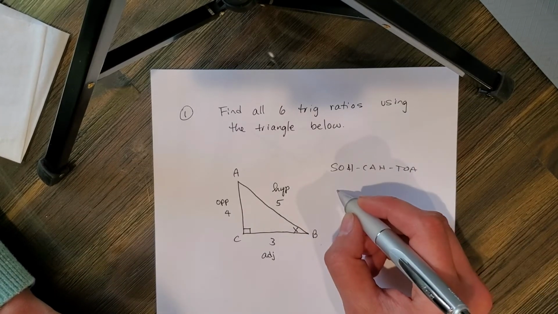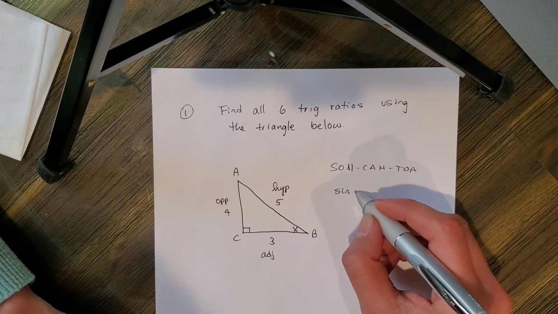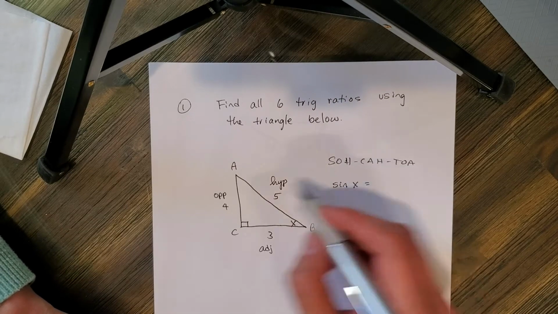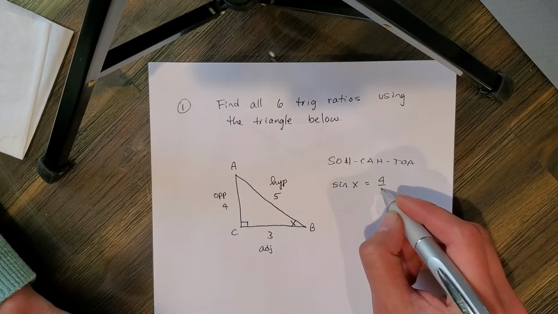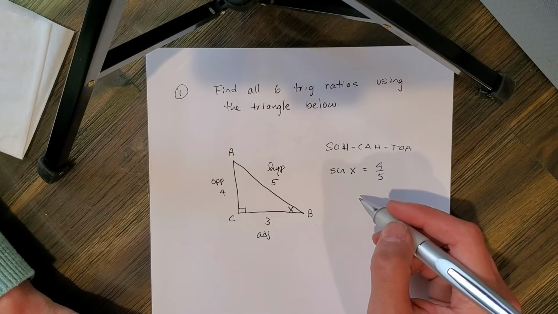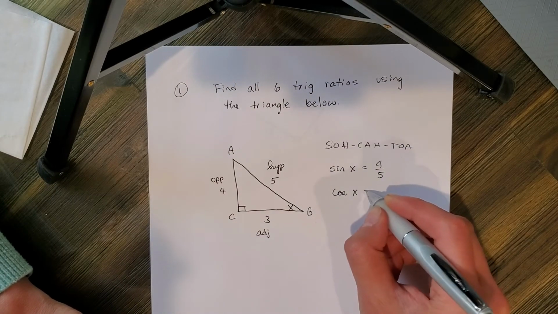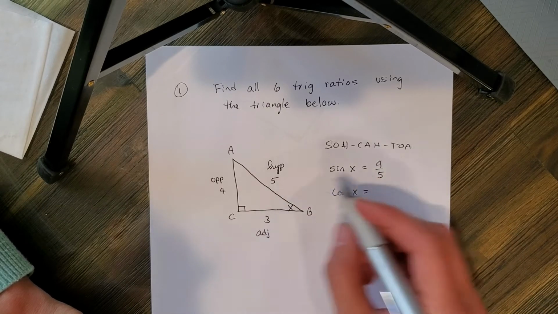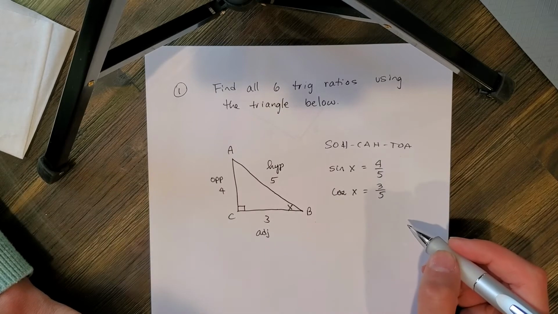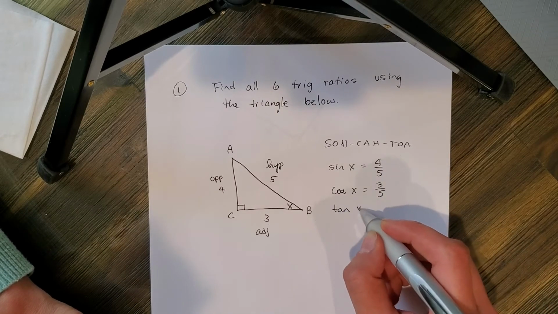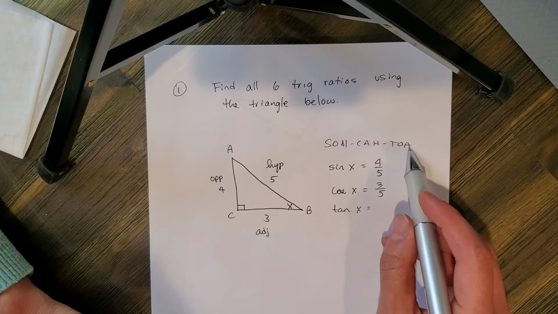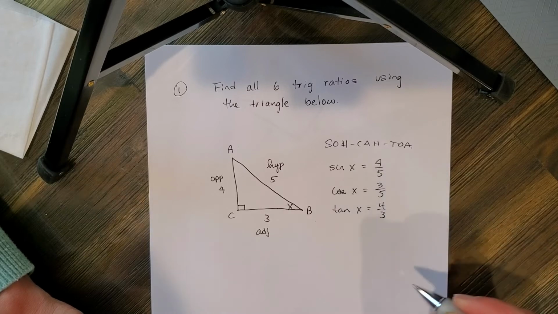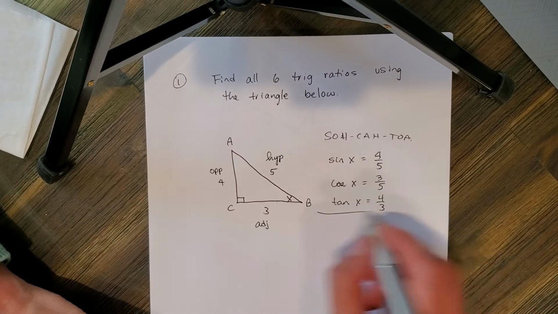So, let's do sine. Sine of x equals opposite over hypotenuse. That would be 4 over 5. You want to find these 3 first, okay, before we do the reciprocals. And then cosine of x is going to be adjacent over hypotenuse. So that's 3 over 5. And then tangent of x is going to be TOA, opposite over adjacent. So 4 over 3.